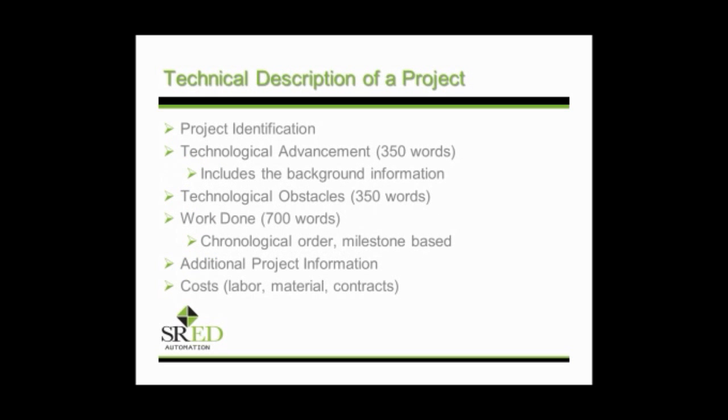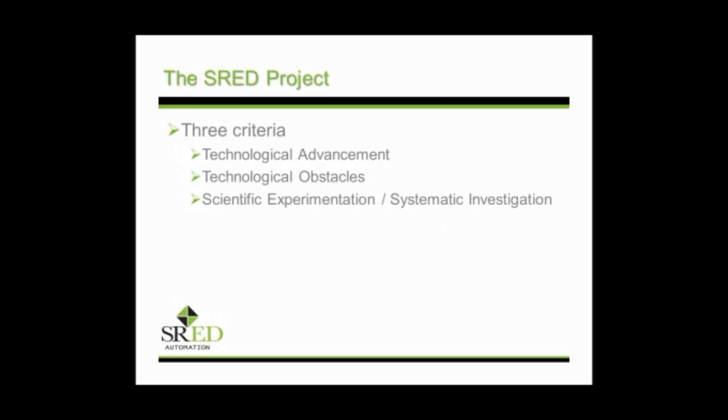Now, technical description, just a little bit on this. It involves an identification of the project, which requires an advancement statement. We only have 350 words. Some obstacles, again, only 350 words. The work done needs to be in chronological format, and we'd like to try and highlight milestones. We only have double that amount, 700 words. And again, then there's some additional information, and then of course the costs, which are again those labor, contract, materials, and capital, other things. Those are what make up the overall project that we complete and submit.